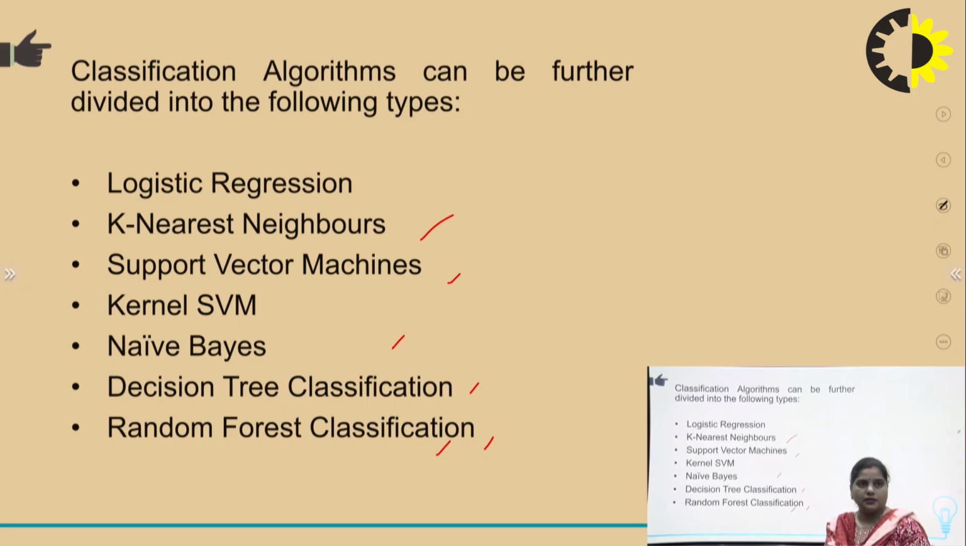What is Bayesian classification or Bayes theorem? Bayes theorem identifies the probability of the occurrence of a particular event with respect to the occurrence of another event.